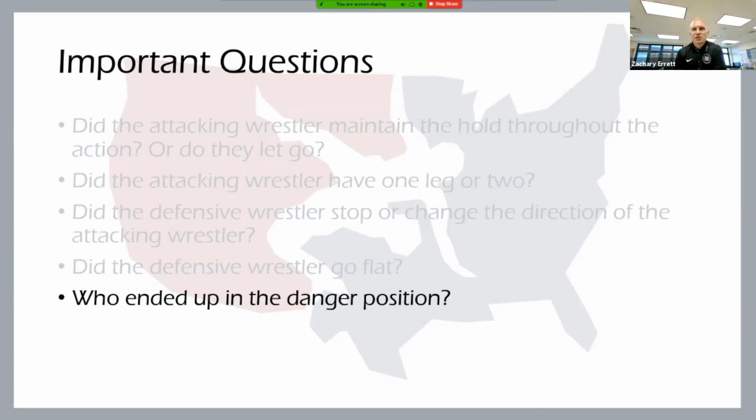Sometimes you look at an action and you're like, it's really questionable. You have the attack, you have a counterattack. Sometimes you look and see who ended up in danger, and that is usually a good indicator of who's going to end up getting the higher points in that scenario.